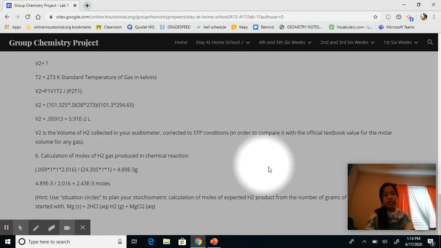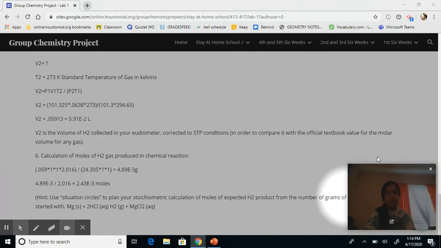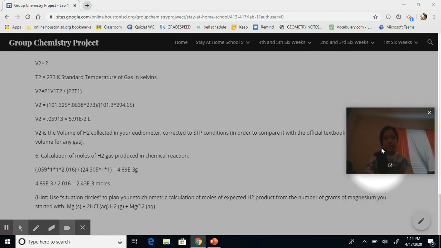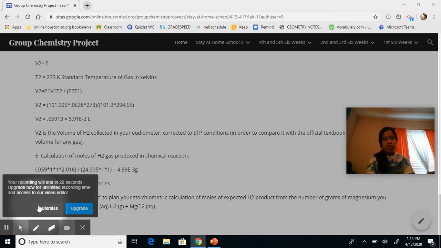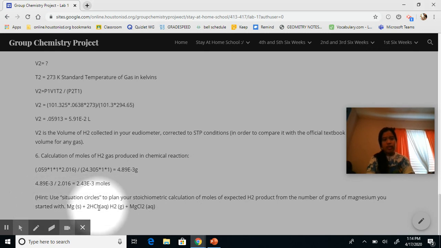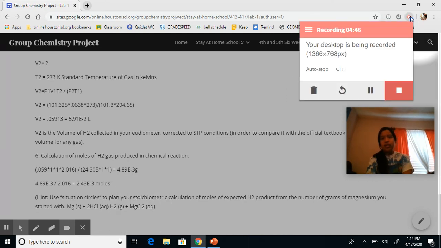And our hint is to use the circles to plan your calculations in moles of expected H2 product from the number of grams of magnesium that you started with. Mg(s) plus 2HCl(aq) yields H2(g) plus MgCl2. That was our formal lab report for lab 1.